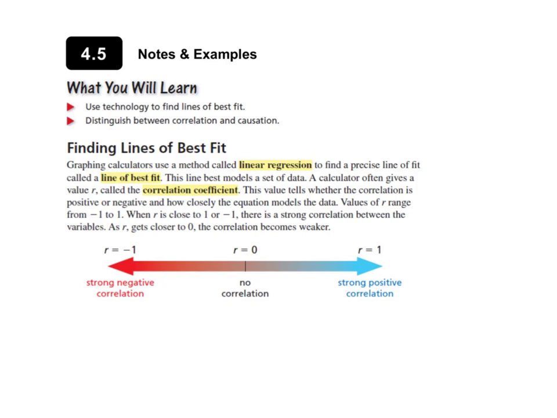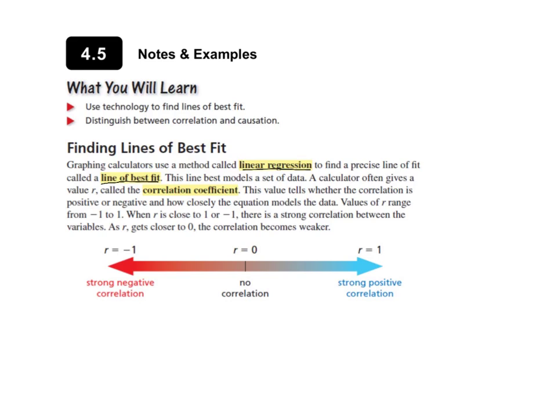Today we're going to use technology to find lines of best fit, and we've got some information on that. Graphing calculators use a method called linear regression to find a precise line of fit, which we call the line of best fit. This line best models a set of data.